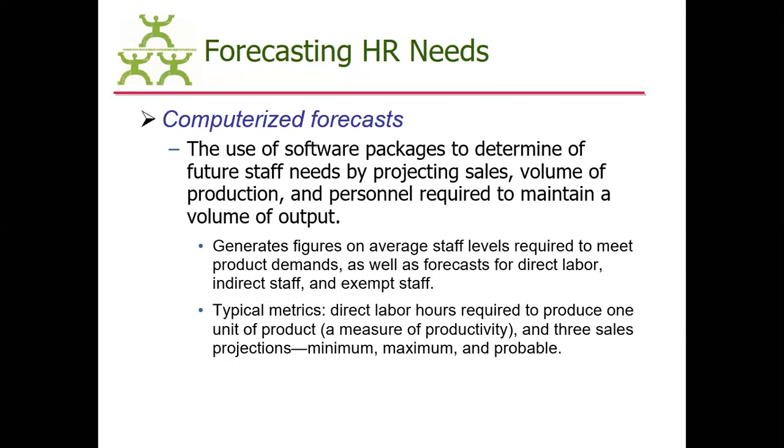A typical metric that we can use here is the direct labor hours required to produce 1 unit of product. And this is actually the definition of productivity. Productivity is the output divided by input. Here the output is the unit of products, while the input is the direct labor hours. So a unit of product divided by a direct labor hour is productivity.